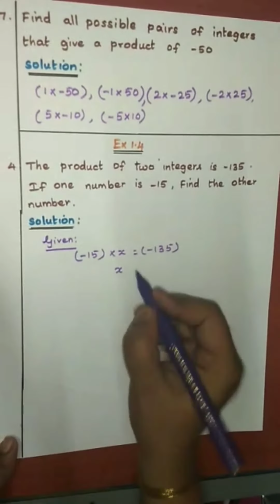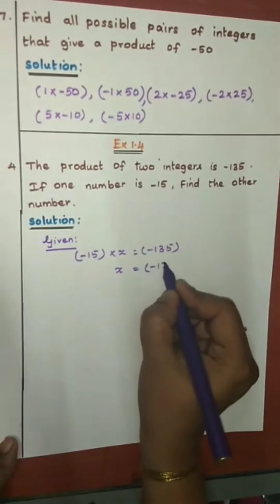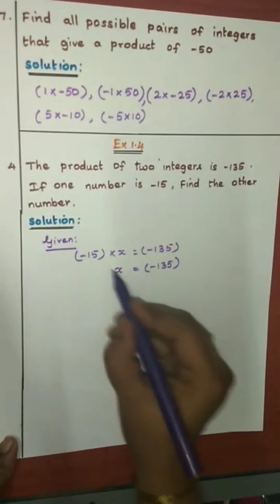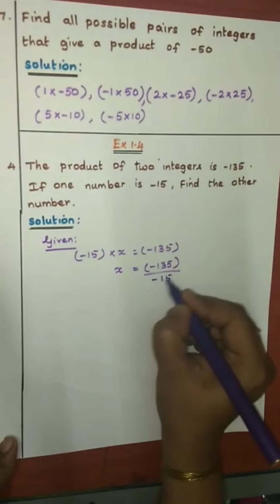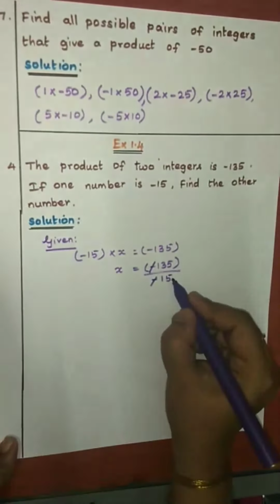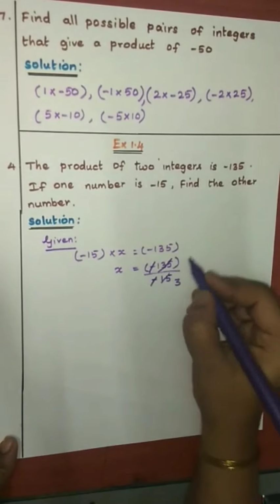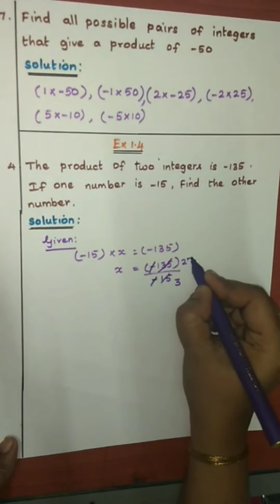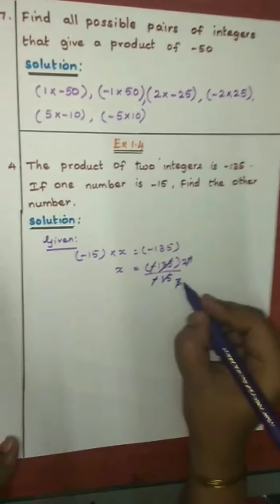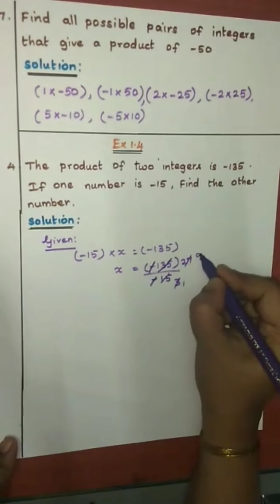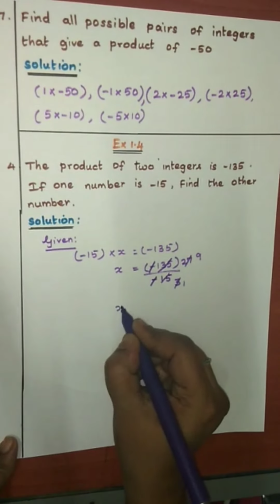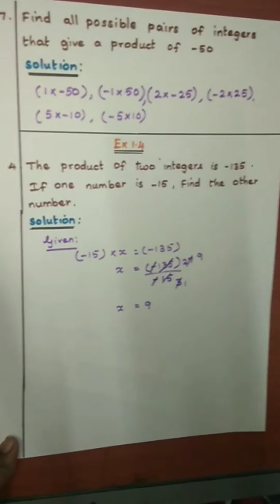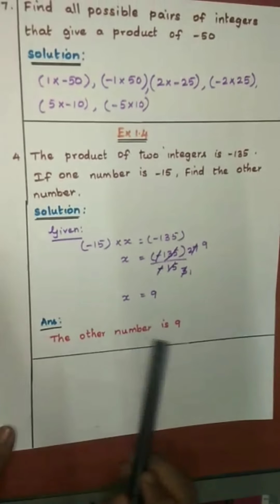Leave this x here, take this minus 15 to the other side. So when we take to the other side, here it is multiplied, so we have to divide this minus 135 by minus 15. Using 5 table, you cancel 15 and 135. So 15 goes 3 times and 135 goes 27 times. Again using 3 table, cancel. It goes 1 times, and so the value of x is equal to 9. Answer, the other number is 9.